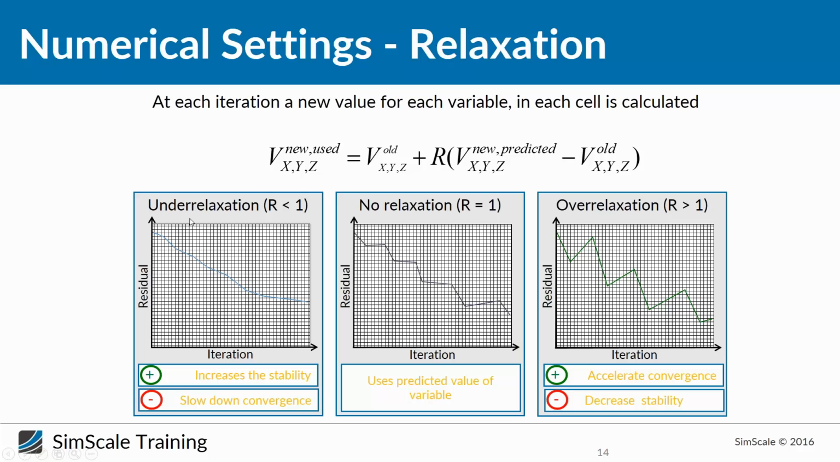You may ask why? Because the change between these two iterations of the values becomes smaller, and since it becomes smaller, the chance is lower that we get into numerical trouble. The other option is to use so-called over-relaxation, where R is bigger than 1. This will accelerate the convergence, but decrease the stability, as you can see here. And based on this, you have to decide which relaxation value you want to use.